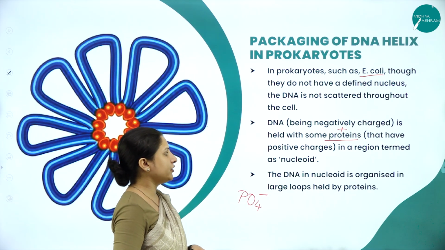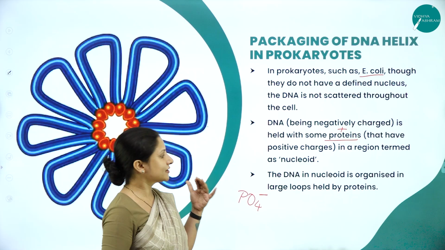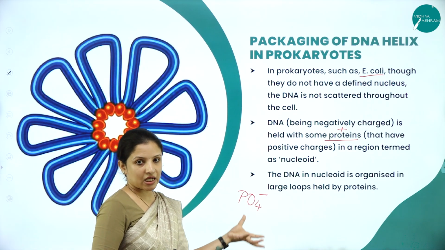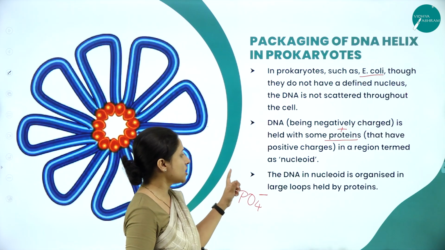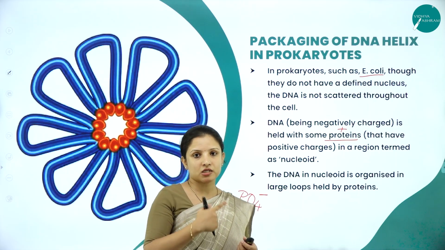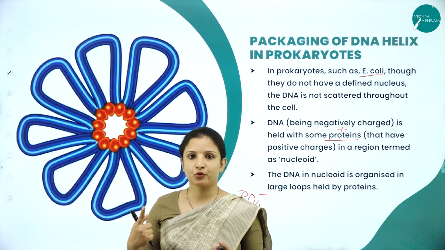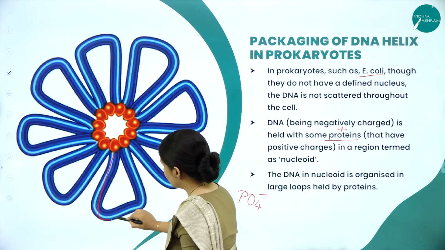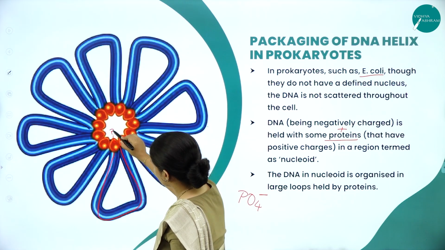The DNA in nucleoid is organized in large loops which are held by proteins. So in the same way, in prokaryotes also, the lengthy DNA that is present, distributed inside the cell as such, they are held together by proteins. So the negatively charged DNA coils around the positively charged proteins and they are held together tightly. So this is how they form a loop like this. So this is one strand, this is a protein, this is a protein.